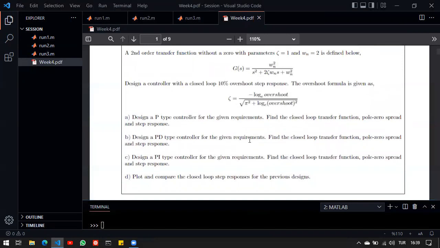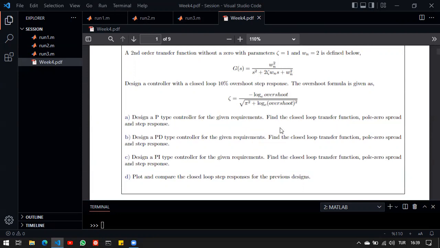So what did we learn in this laboratory session here? Well, we've seen that there is a PD type controller or PI type controller that can be designed for the same requirements. We've chosen the P type controller for A, and we've seen that we can only determine the overshoot here. We cannot touch the settling time of the system because of the root locus.